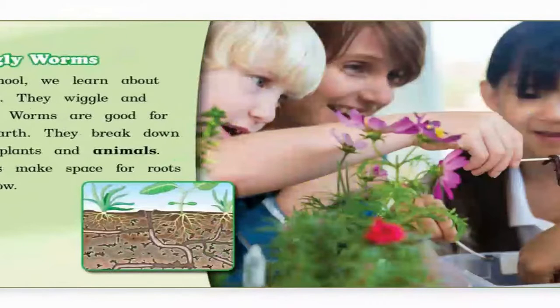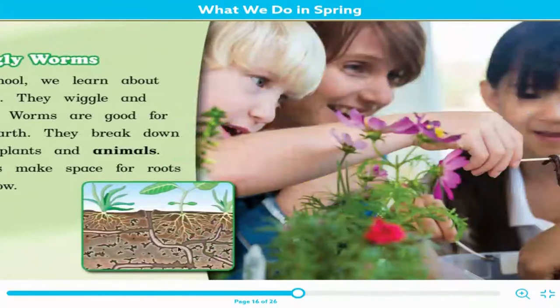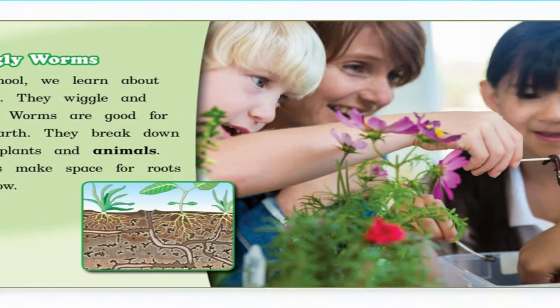Wiggly worms. In school, we learn about worms. They wiggle and tickle. Worms are good for the earth. They break down dead plants and animals. Worms make space for roots to grow. You see the roots in this picture? Right over here, these are the roots. That's where flowers and plants grow from. And this is the wiggly tickly worm.